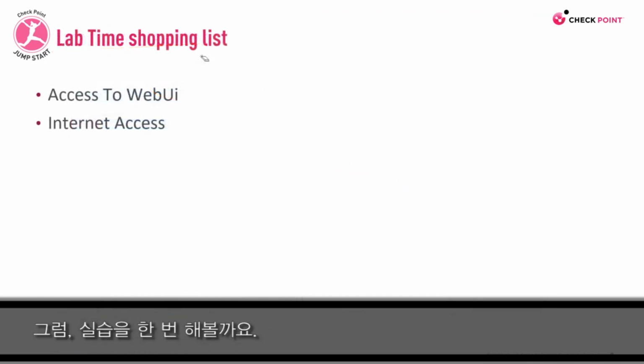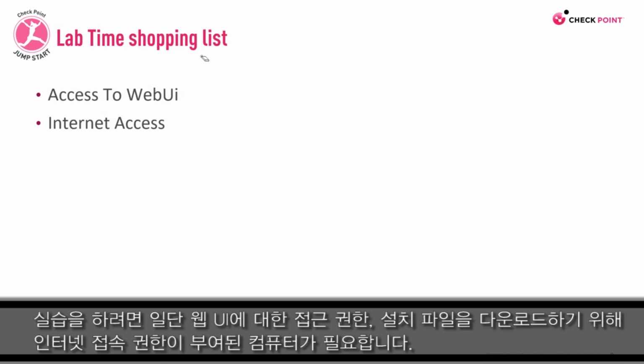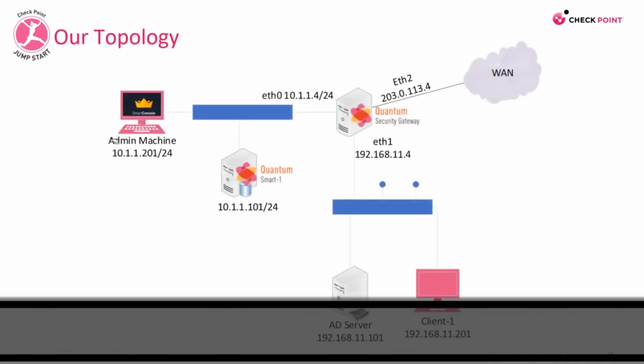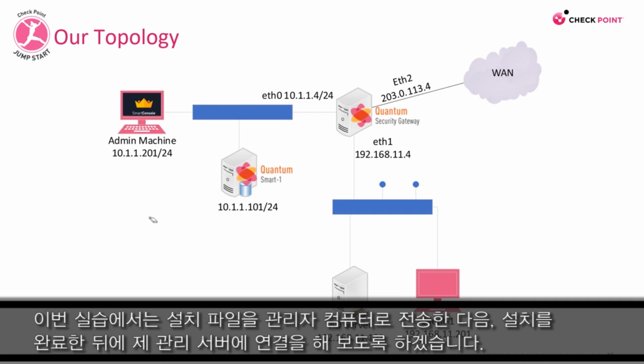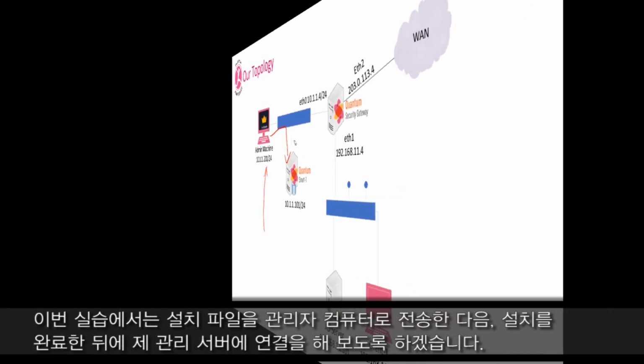Now, in order to run the demo, we will need access to the web UI and a machine with internet access that will be able to download the installation file. During the demo, I will transfer the installation file to the admin machine box, install it, and later I'll be able to connect to my management box.